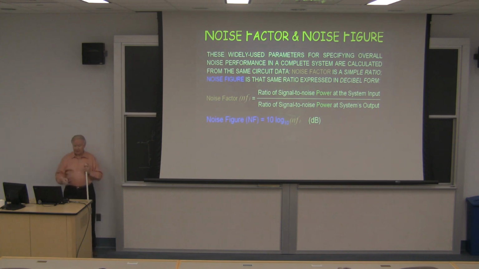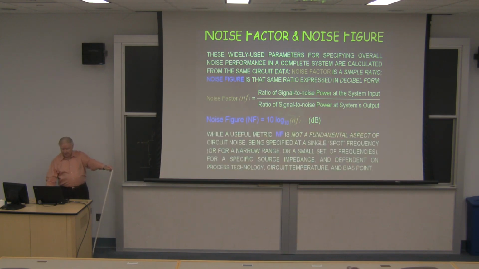And sometimes it's confusing because you'll see NF as a spec, and it's not clear if it's noise factor or noise figure because they sometimes don't bother to put the dB on the end, so watch out for that. If it's noise figure, it should be defined in dBs. Now, the point I'm making here is that the noise figure isn't a fundamental aspect of the circuit. It's something that arises out of a number of decisions we make about the spot frequency, the operating bias conditions, and circuit temperature, and process technology, and a lot of things like that.